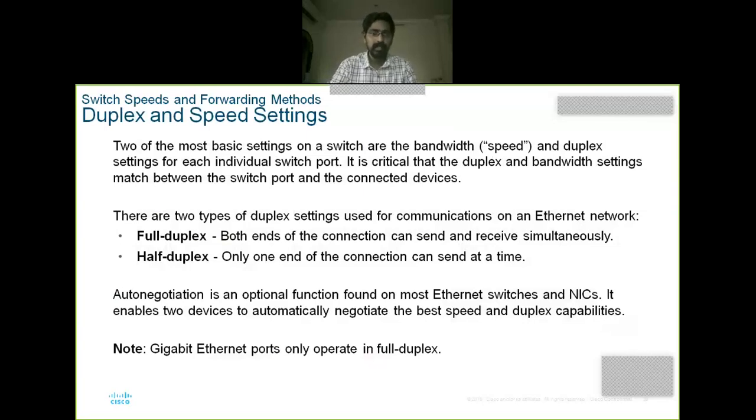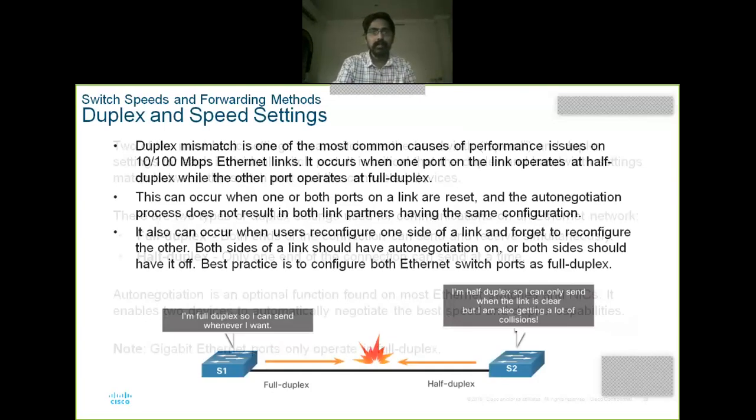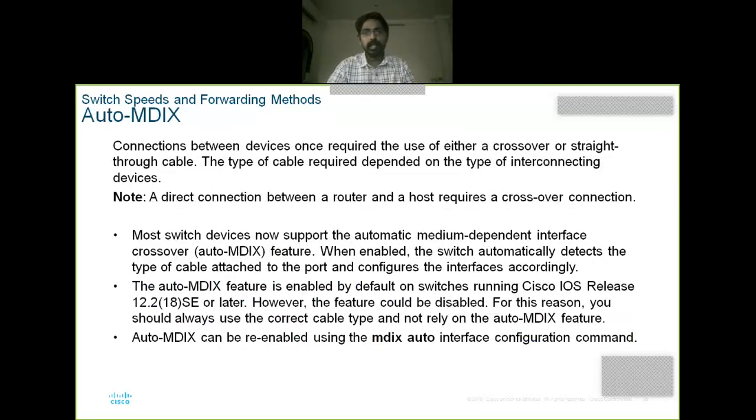Auto negotiation means that by detecting the speed and duplex capabilities of a device, the switch will automatically configure the mode of that port, either half duplex or full duplex. That type is called auto MDIX. Auto MDIX, medium dependent interface crossover, automatic MDIX feature. A direct connection between a router and a host requires a crossover connection. For that, we can use auto MDIX connection.